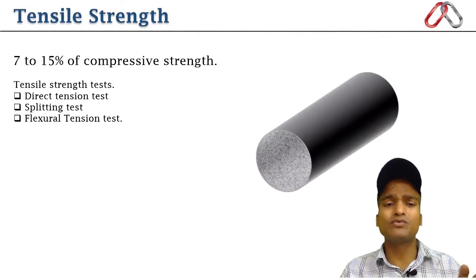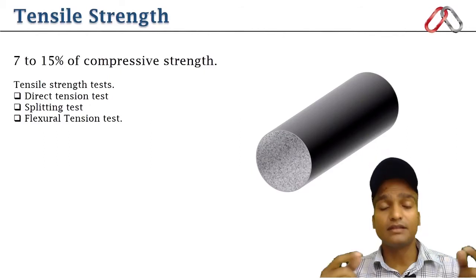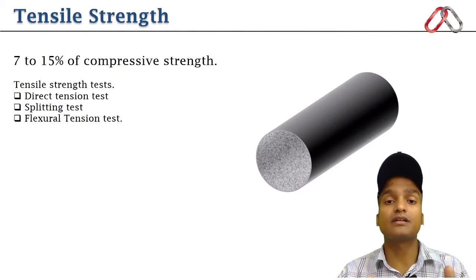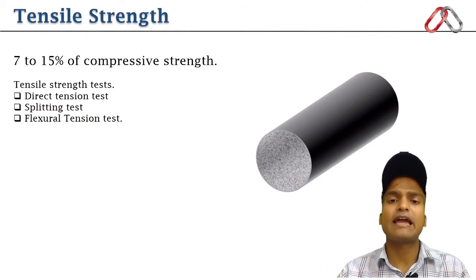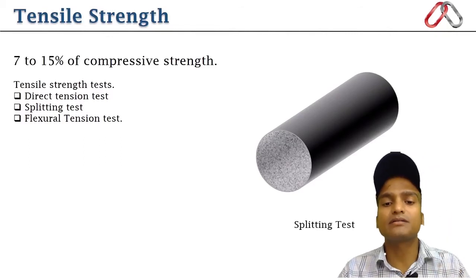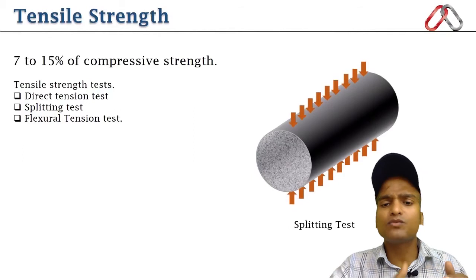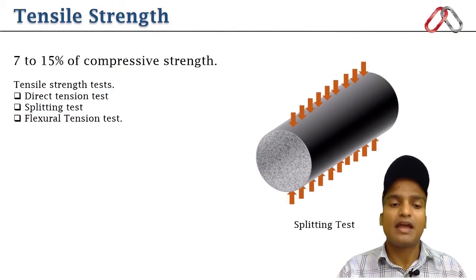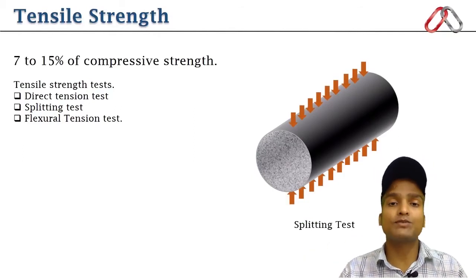So instead of using direct tension test results, we do splitting test. In this test, we take a cylindrical specimen of concrete and we apply compressive load along the diameter of the specimen throughout its axis. And the result which we get is much more reliable, and that is called splitting test.